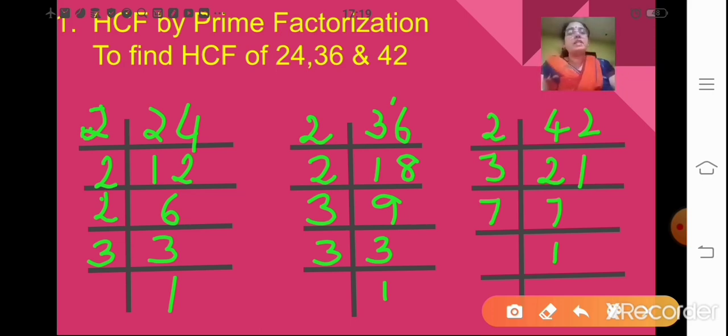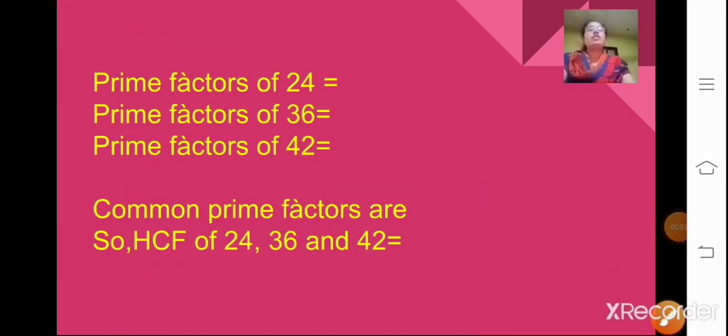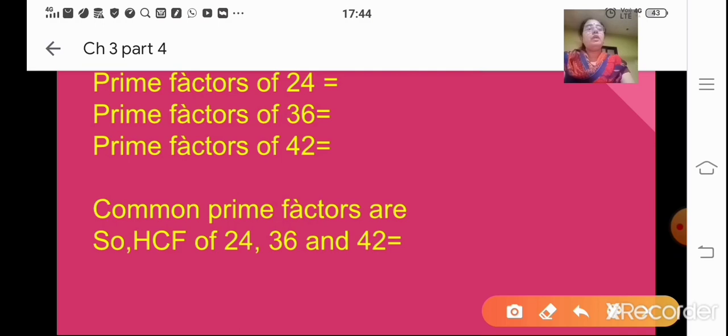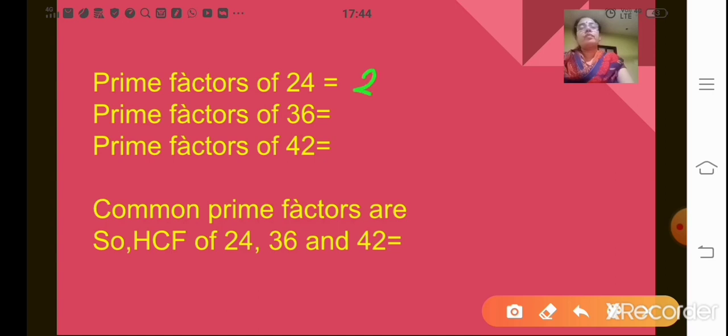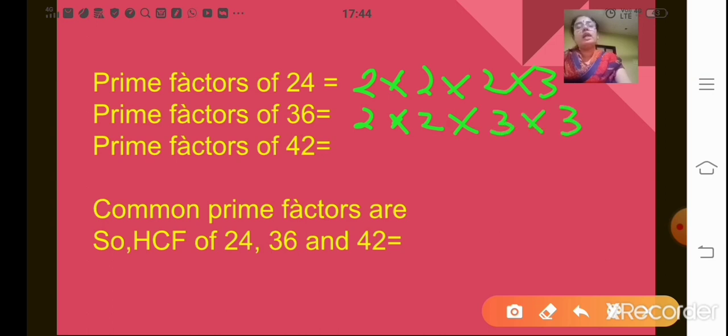Now what are the prime factors? Of all the three numbers, you got the prime factors. Let us write the prime factors of all the three numbers, that is 24, 36 and 42. What were the prime factors of 24? That is 2 into 2 into 2 into 3. The prime factors of 36 were 2 into 2 into 3 into 3, and the prime factors of 42 were 2 into 3 into 7.